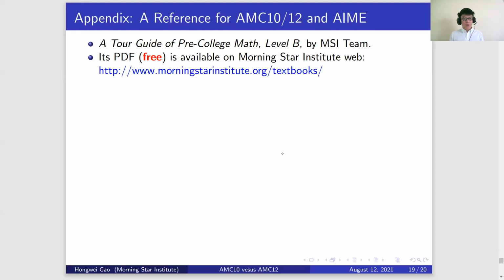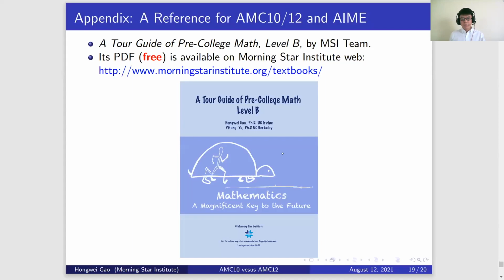This book covers all topics and techniques required in AMC10 and AMC12. It can also be used to prepare for the AMC8 test, especially for the first 10 questions. This book is open to the public. You can download a free PDF file from the Morningstar Institute website. Here's the link. The following picture shows its cover.